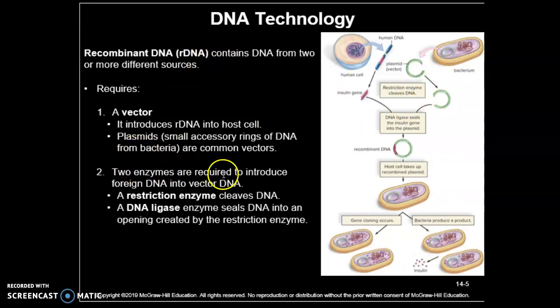You do need two enzymes. So what you need for recombinant DNA is a vector and then two enzymes. The first one is the restriction enzyme we talked about. Those are the scissors that are going to cut this gap open and also cut out this small piece of insulin gene. And then you need DNA ligase. That's going to be the glue that seals the DNA into place. So we've already been talking about restriction enzymes and DNA ligase. DNA ligase we saw in replication.